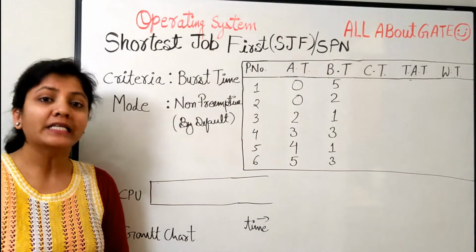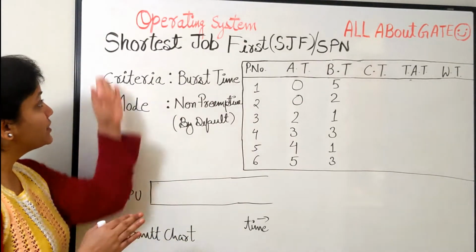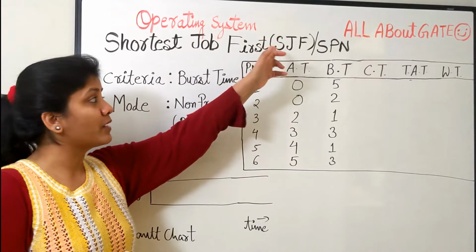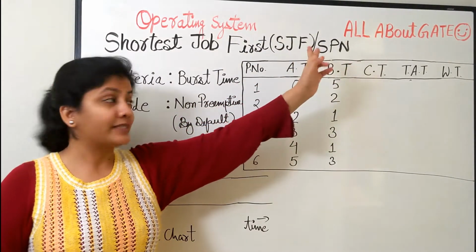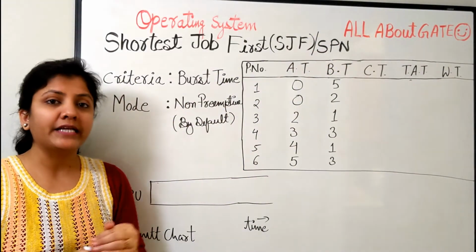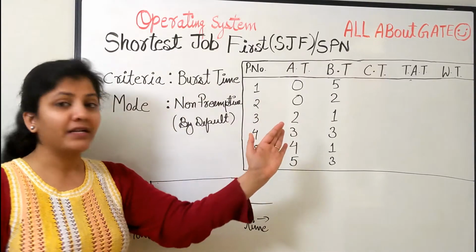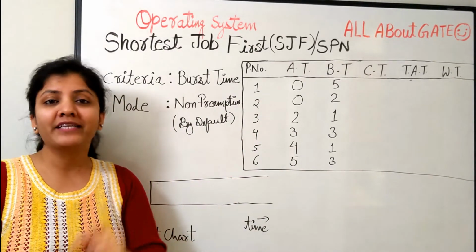We are studying operating systems, and within that, CPU scheduling algorithms. We have understood the first come first serve algorithm in the previous video. Here we are going to understand shortest job first, also known as SJF, and shortest process next, that is SPN. We are going to understand this algorithm in detail with an example and the common mistakes that any student makes during the exam.